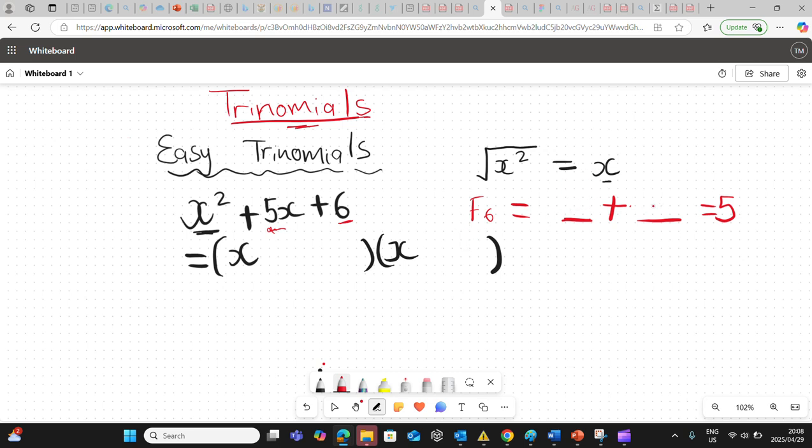I know 1 and 6 are factors of 6, but those do not add to give me a positive 5. What does add to give me a positive 5 is 3 and 2, because 3 times 2 gives me 6, and they add to give me 5. So once I've gotten my factors, I put the positive 3 in one bracket and the positive 2 in the other bracket. And there we go. That is that question factorized. All right, let's have a look at another question.